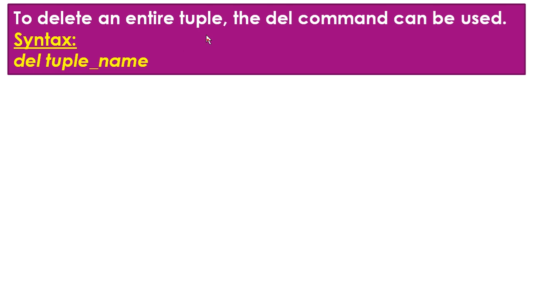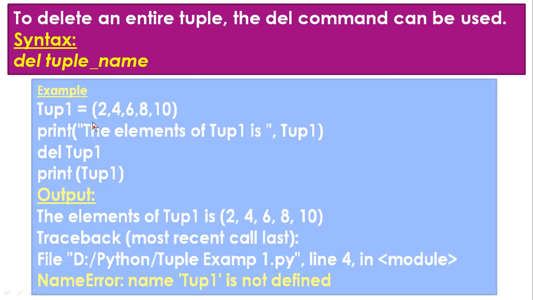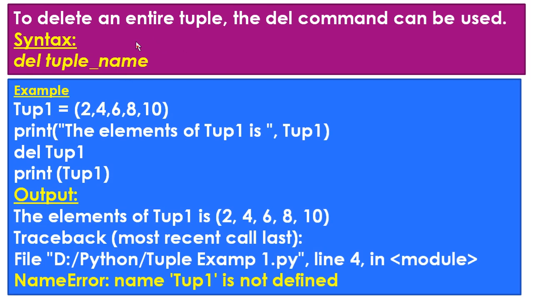To delete an entire tuple, the del command can be used. Syntax: del tuple name. So the del command is used to delete the entire tuple. Here the tuple contains a set of even number elements. By printing this statement, the elements of tup1 are displayed: 2, 4, 6, 8, 10.